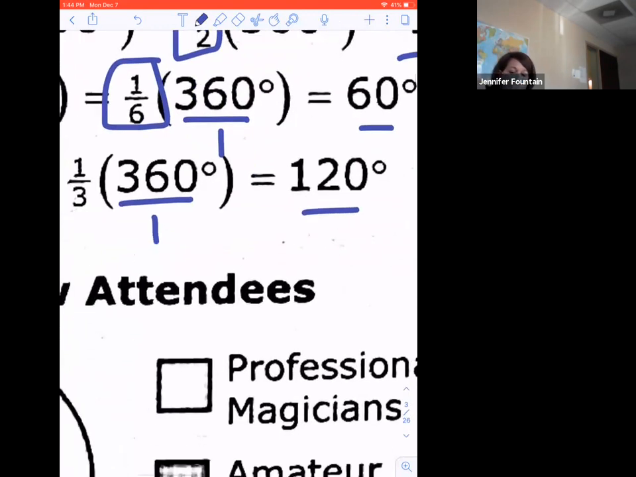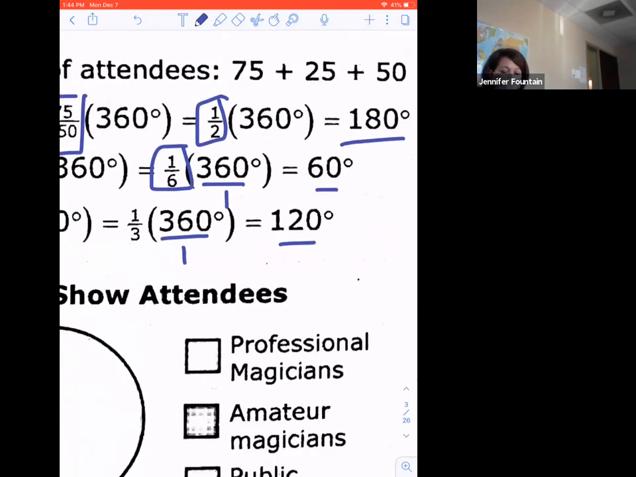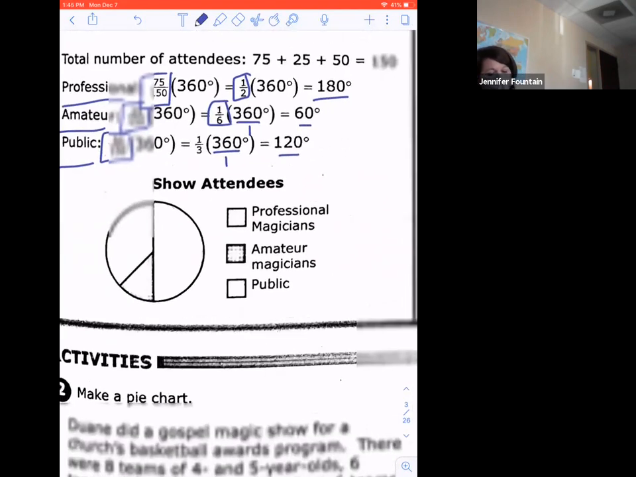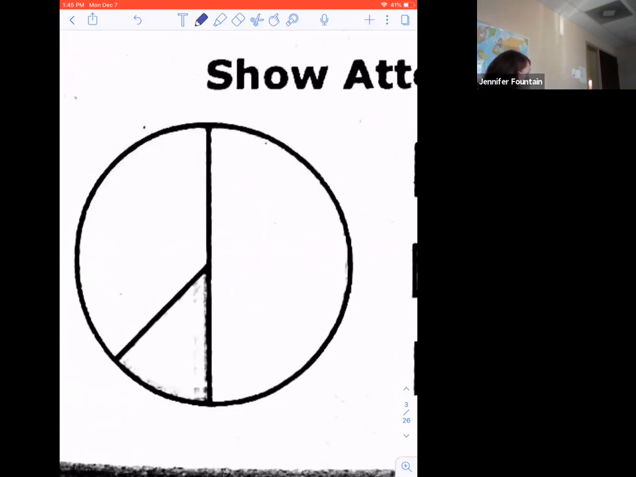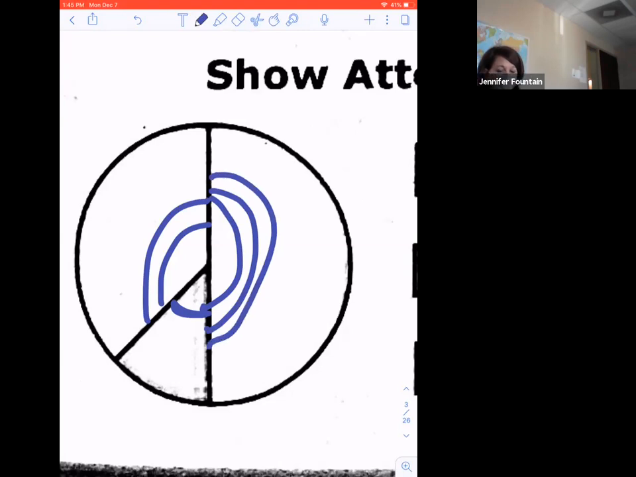Now, when I'm talking about my degrees here, a lot of times, especially what we'll see later on, my degrees deal with my angles. Okay, so this is an angle right here. This is an angle right here. And we can see this one is a different measure. Okay, so I have 3 different angle measurements here.